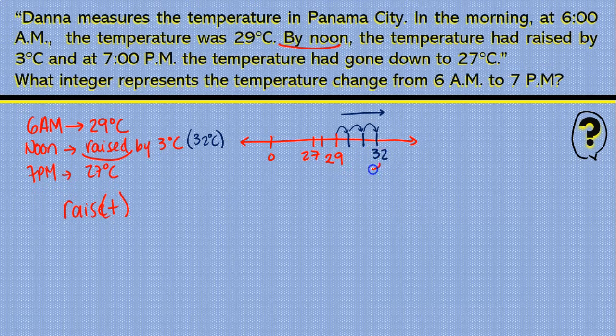Meaning that Dana found out that the temperature went down to 27. So it had gone down 1, 2, 3, 4, 5 degrees Celsius. Because the movement was to the left 5 degrees Celsius, that is associated with a negative number. Meanwhile, the first one was associated with a positive number.